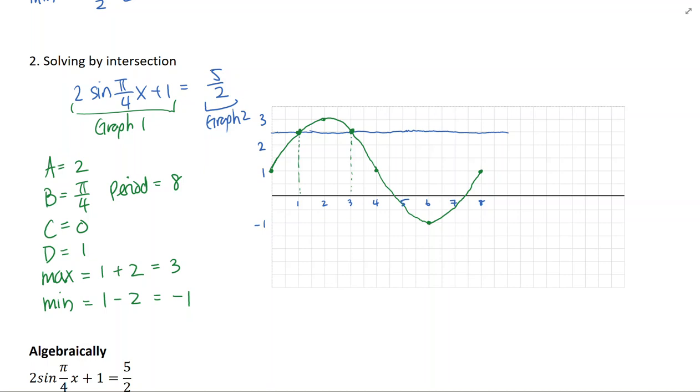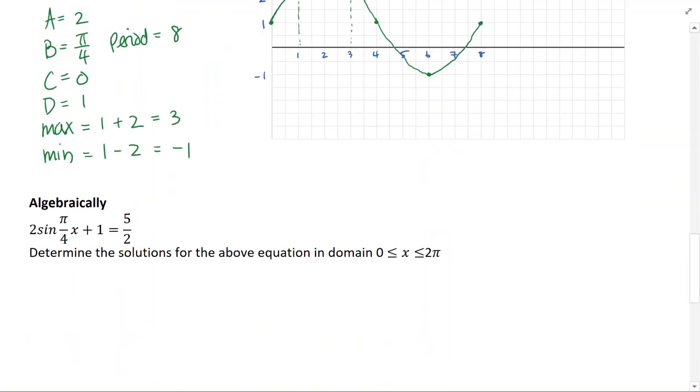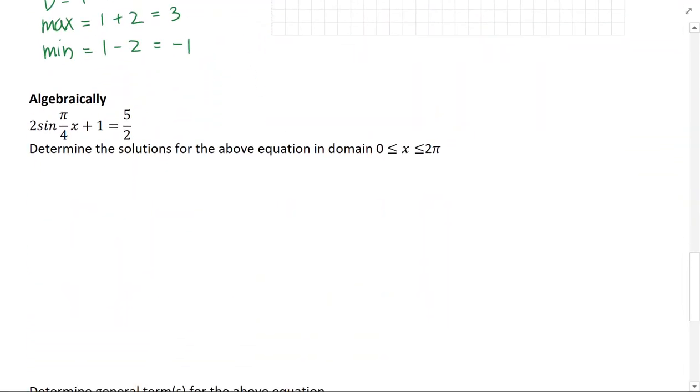So those are the 2 methods for graphically. Now let's move on to solving the same thing algebraically. So we know we should be at around 1-ish and 3-ish if our algebraic solution matches. We know we've done the correct method for both graphically and algebraically.